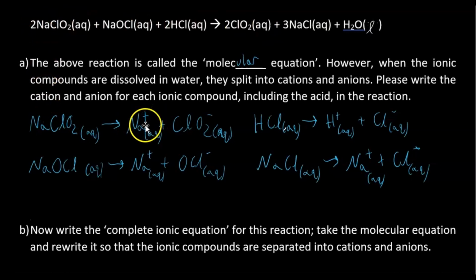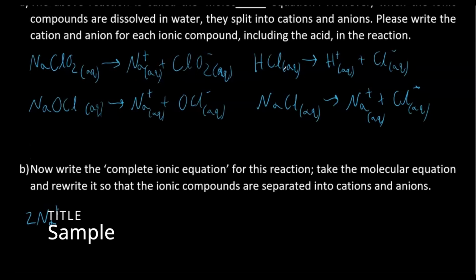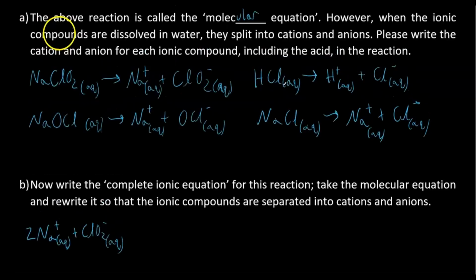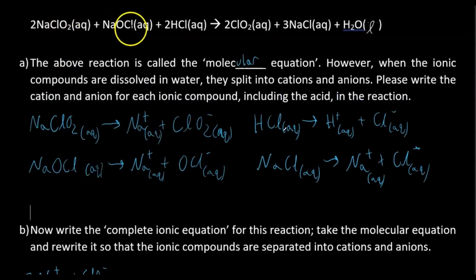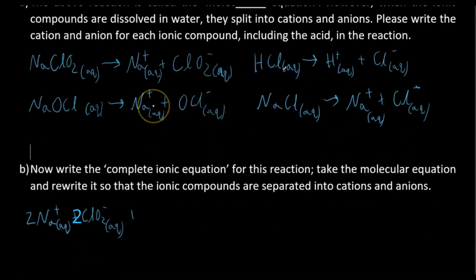So rather than just being Na+, we have a 2 here, so it's 2 Na+, 2 Na+ aqueous, and the ClO2 minus, aqueous. So now we've broken up this one. Now we'll look at the other ionic compound, which becomes NaOCl, sodium and hypochlorite. So we'll just write that in its ions, Na plus and OCl minus. We'll say it's aqueous because it's dissolved in water.